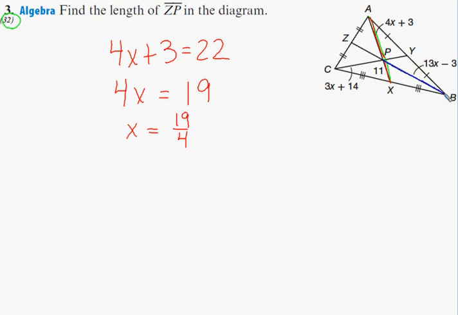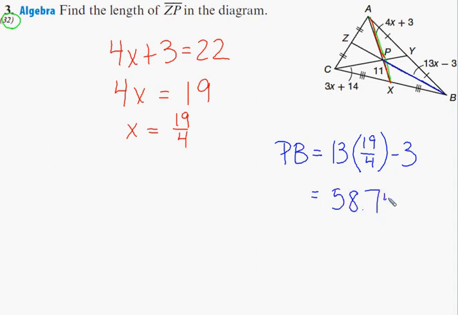We know that PB is equal to 13x minus 3. So PB is equal to 13 times, substituting 19/4, minus 3. If you do all the math on that, you should end up with 58.75. You can double check me on that. I think that's right.